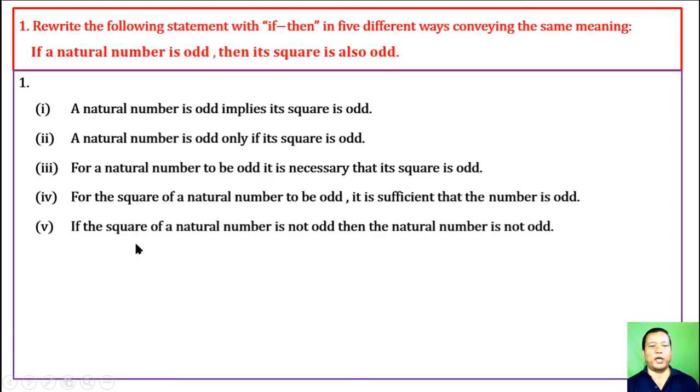5. If the square of a natural number is not odd, then the natural number is not odd. These are the equivalent statements of the given statement, that is, if a natural number is odd, then its square is also odd.